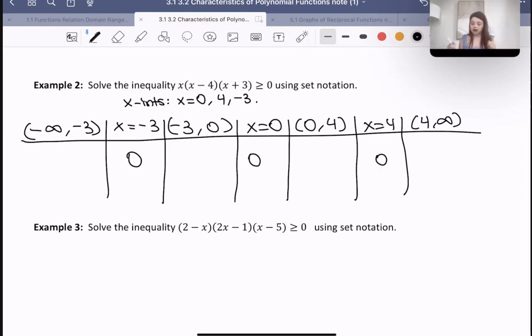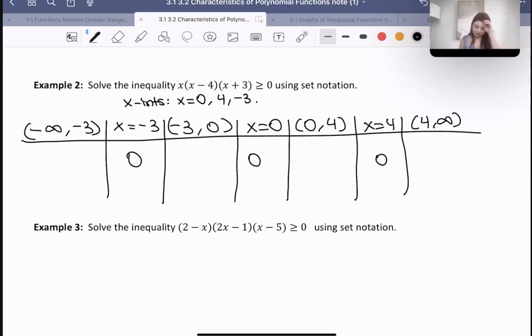And keep in mind, the reason why I chose these intervals specifically, it wasn't just random, right? It was, here's where the x-intercepts are, and that's where this function has the opportunity to switch from being greater than 0 or less than 0.